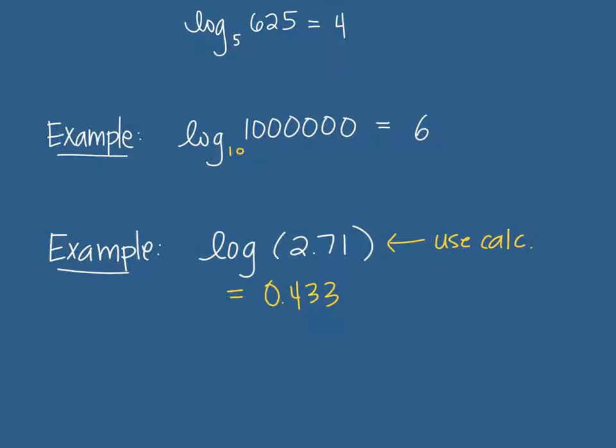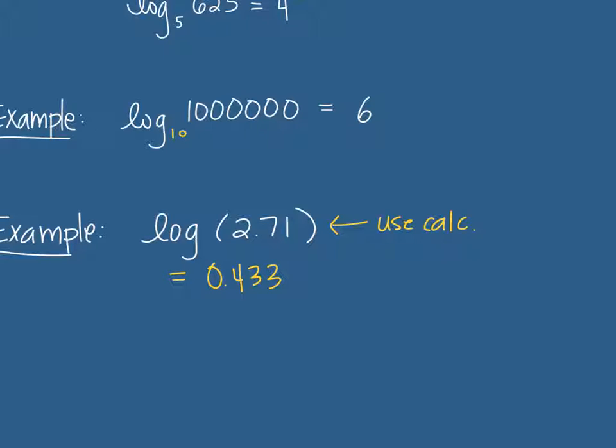So how would you check your work on that? To check your work, you need to use the number 10, because remember, it's implied. If the number's not written there, it's a 10. Try 10 to the 0.433. Now type that into your calculator. 10 to the 0.433. Check your work. What do you get? 2.71. All right, so that checks out.